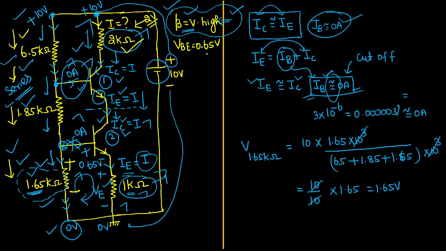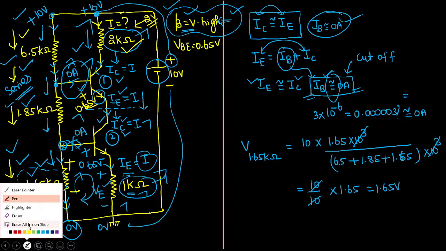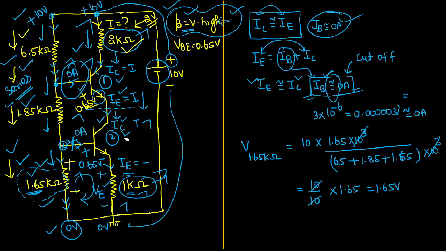Yes sir. Now you know the voltage drop across this transistor, which is 0.65 volts. Now I am asking you one more question. Let me remove these unwanted things here. I just wanted to ask a few more questions, so I am removing these things.